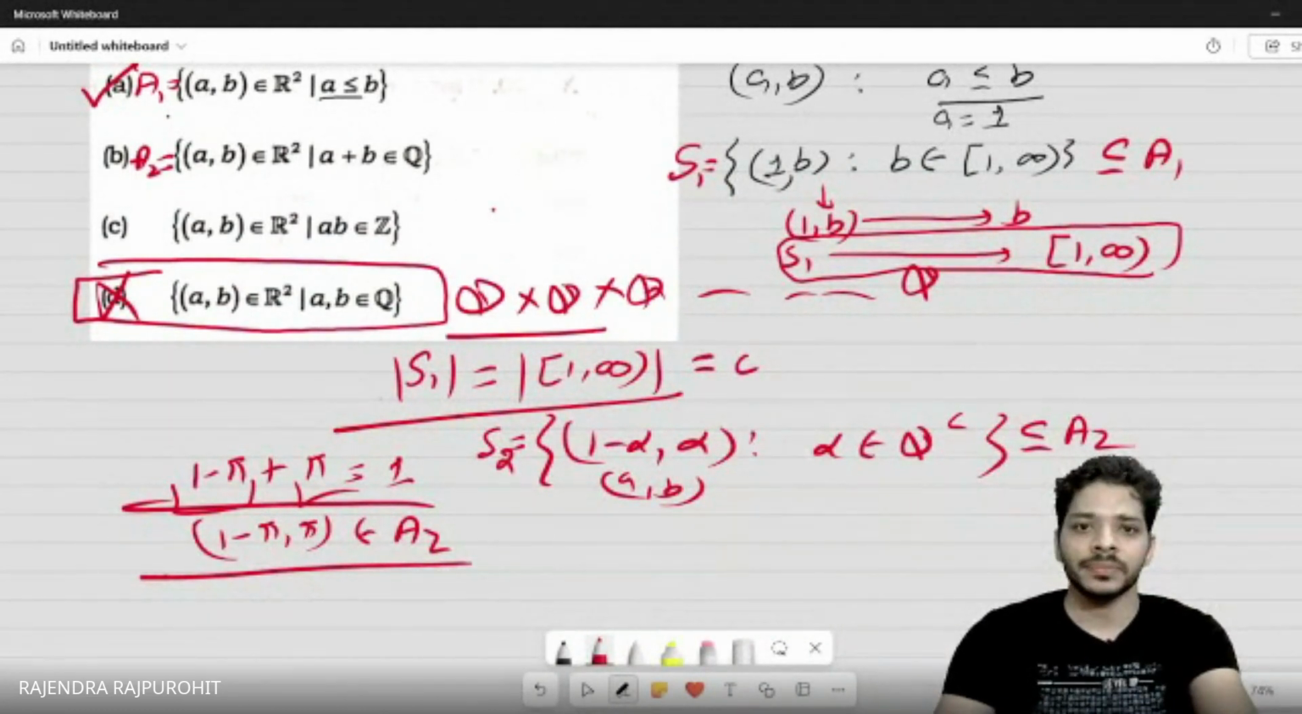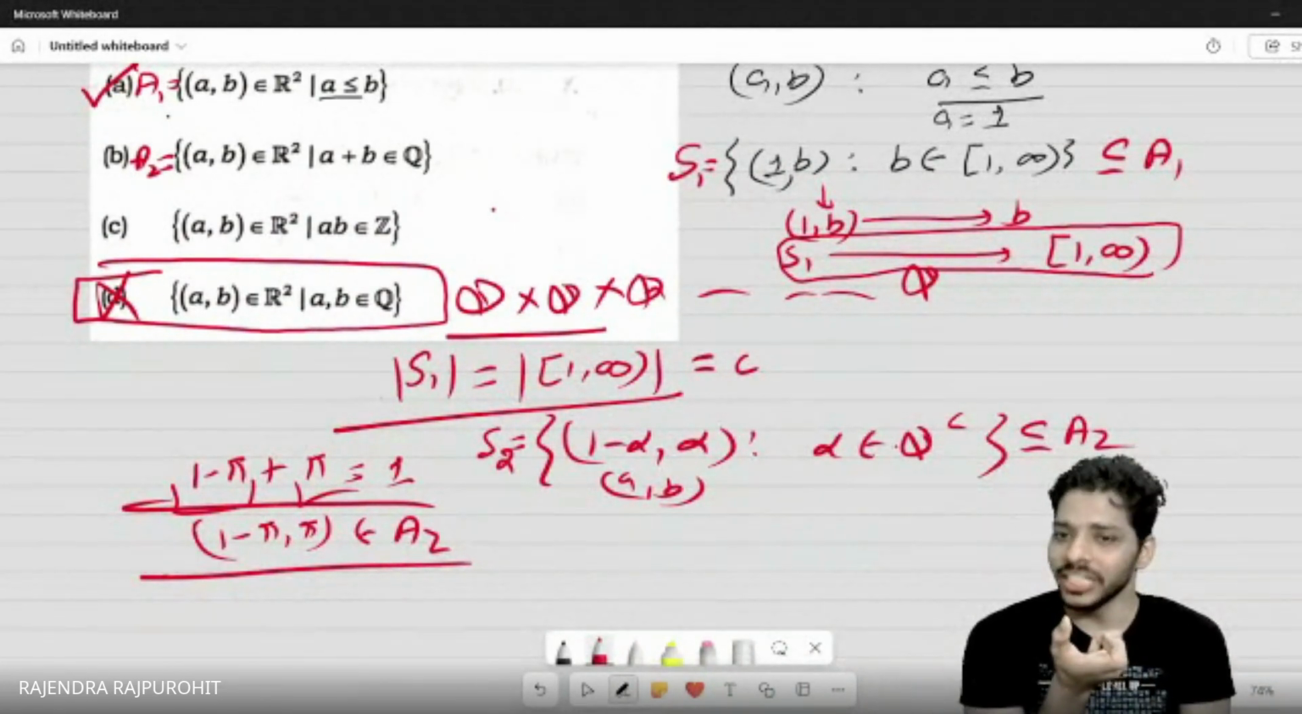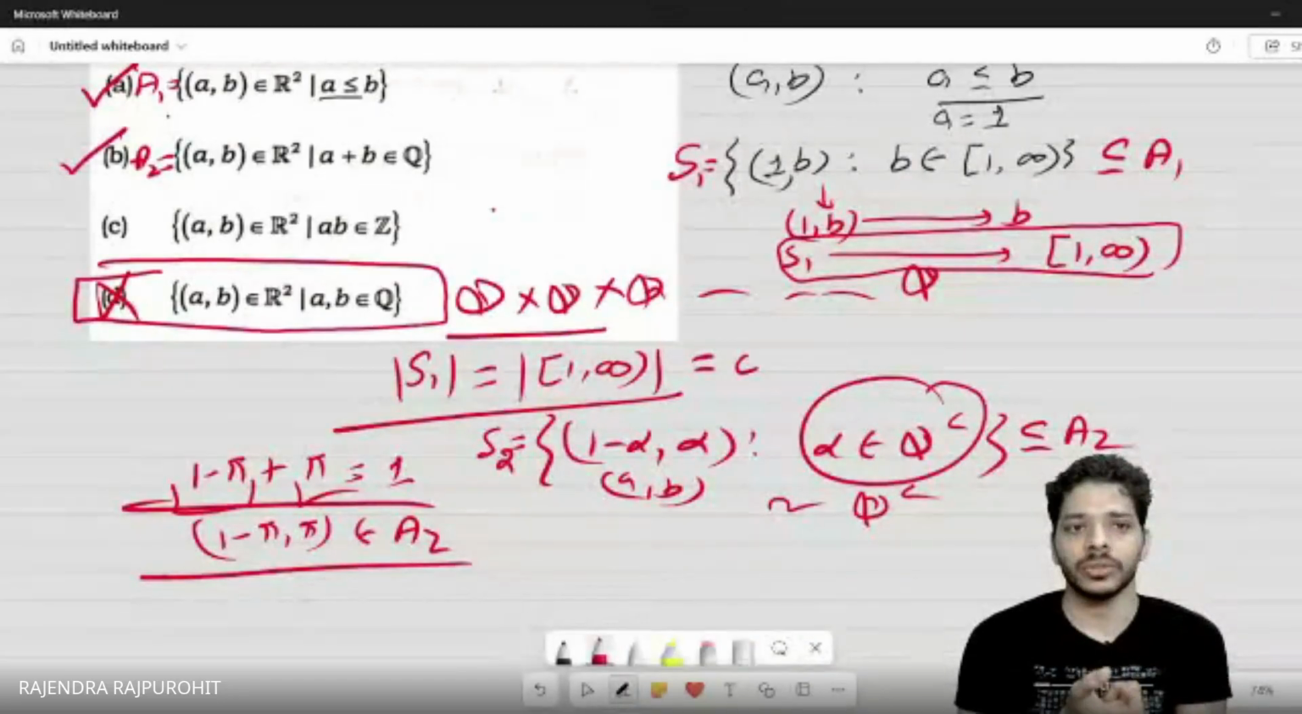Anyone? As many as irrational numbers you have. Alpha is from the irrationals, no? Uncountable. Uncountable, and thus B is also uncountable.